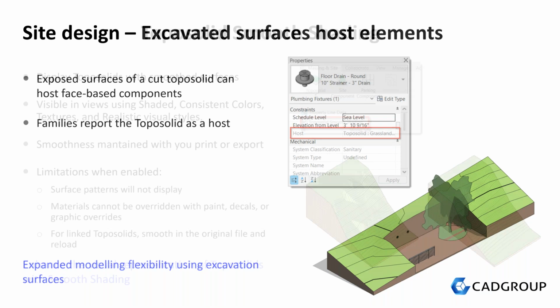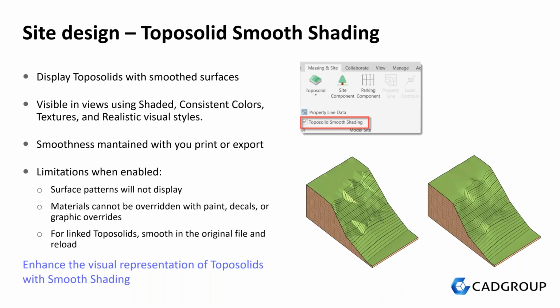In summary, enabling toposolid smooth shading in the side panel dropdown smooths the display of toposolid elements, removing the triangulated appearance at a project level. So you can see on the screen that it is smoother than previous versions and it's more realistic. So this smooth shading feature is a great way to give presentations on your projects.